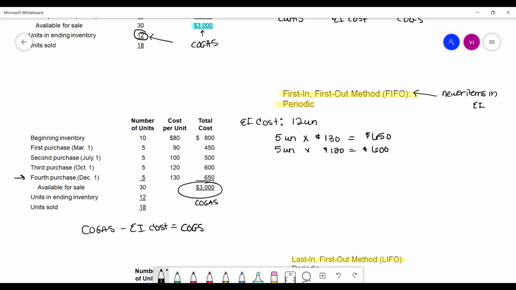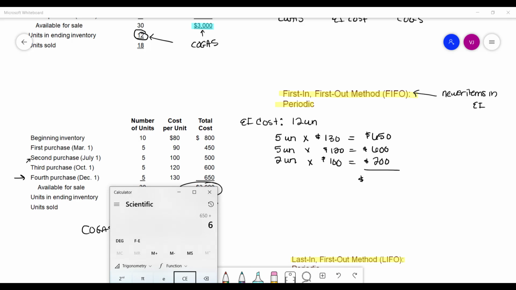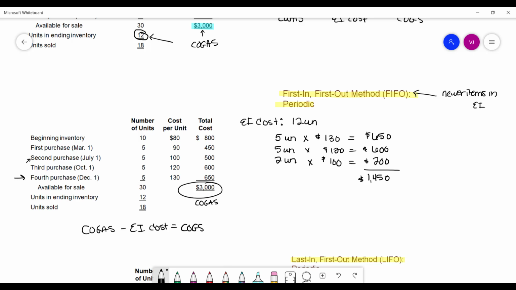And then because we have 12 units left, we also have a little bit left of the July 1st purchase. So 5, 5, and then 2 to give us 12. That means we also have 2 units left of the July 1st purchase, and each of those units cost us $100 each. So those 2 units from that cost layer cost us $200. So if we add 650, 600, and 200 together, that gives us 1,450. So our ending inventory cost under FIFO is 1,450.